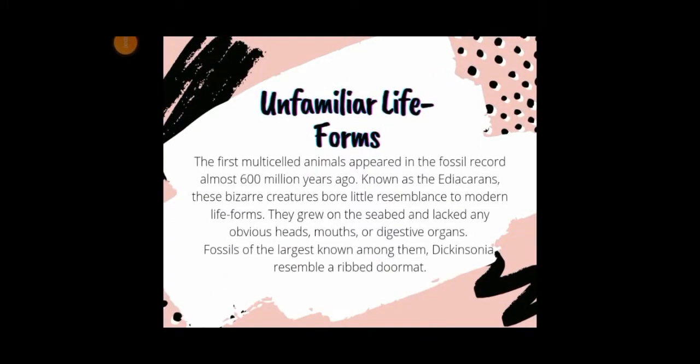Unfamiliar life forms. The first multicelled animals appeared in the fossil record almost 600 million years ago, known as the Ediacarans. These bizarre creatures bore little resemblance to modern life forms. One example of the Ediacarans is Dickinsonia, and according to my research, what happened to the mysterious Ediacarans isn't clear. They could be the ancestors of later animals, or they may have been completely erased by extinction.